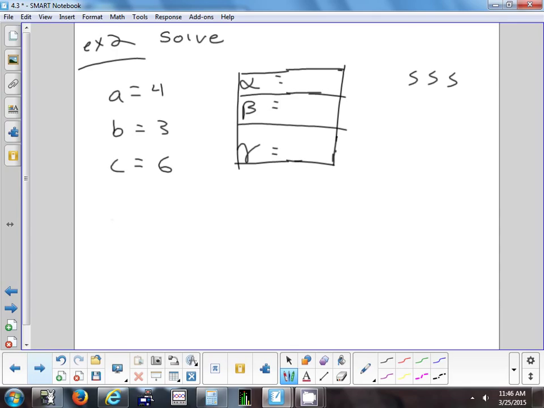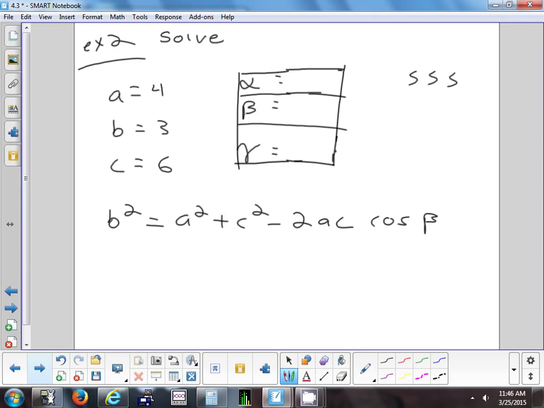To find beta, it's b squared equals a squared plus c squared minus parentheses 2ac cosine beta. Fill in a, b, and c. What's going to be nice about this is a, b, and c have no decimals, so most of this we'll be able to do in our head.